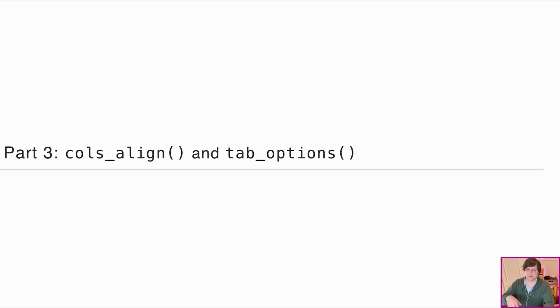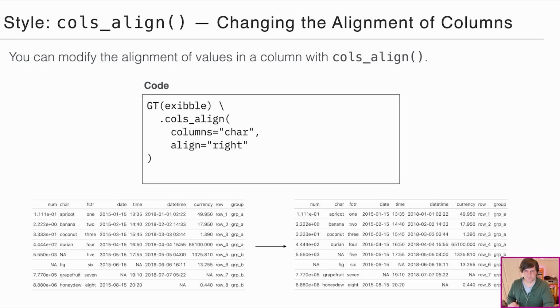It's the power generation table. So, cols align and tab options. Columns are automatically aligned in Great Tables. If you just take an exhibit, things will be aligned in certain ways. For instance, numbers will be aligned to the right. Any bits of text will be aligned to the left. And things like dates will also be given a certain alignment.